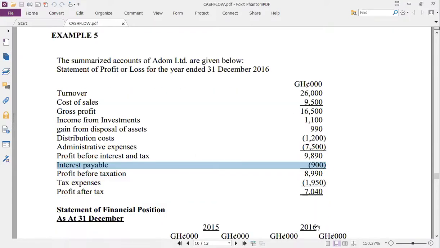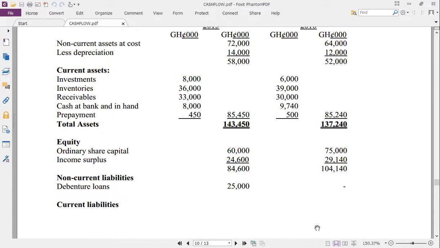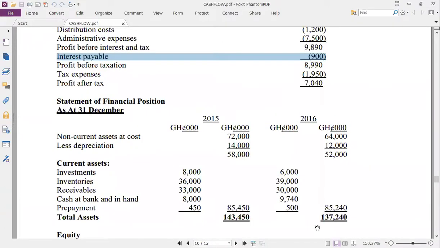Profit before tax, tax expenses there. We are going to use to calculate what? For the income tax paid. So let's come to the financial position too and look at the items that are what? Unusual. So this is our third illustration. So some of the items repeat themselves.